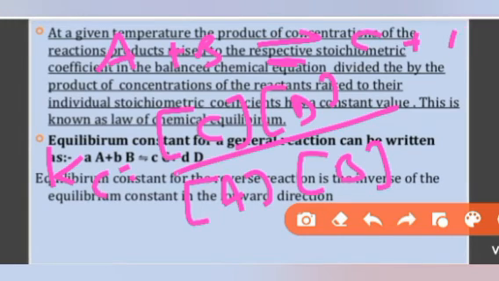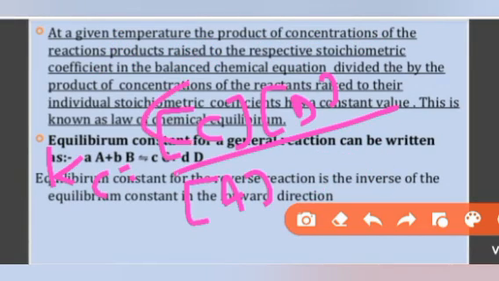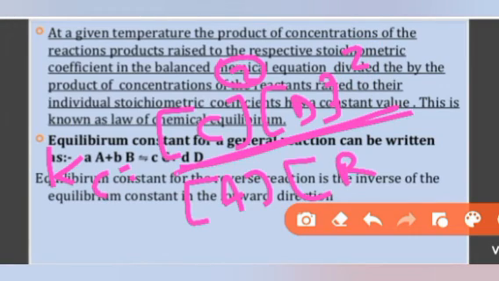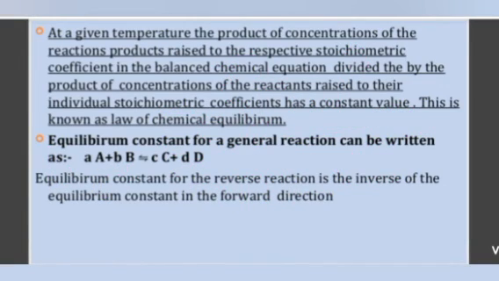So at a given temperature, this is the product of the concentrations of the reaction products, raised, if there is some coefficient like 2C, 2D, to a power which is the stoichiometric coefficient in the balanced chemical equation, divided by the product of the molar concentrations of the reactants raised to the power of their stoichiometric coefficients. If there are coefficients here also, they are raised too. So this is the law of chemical equilibrium.